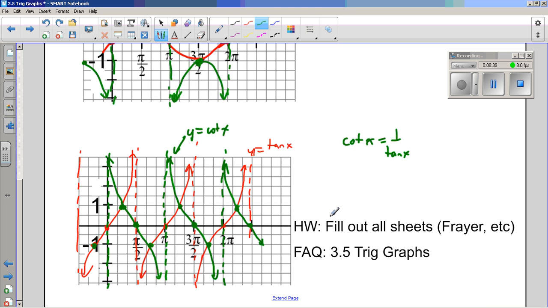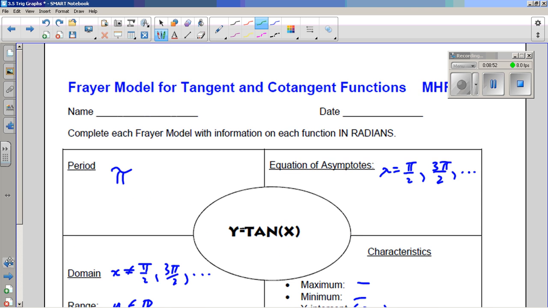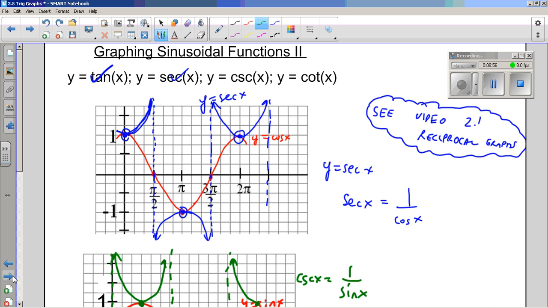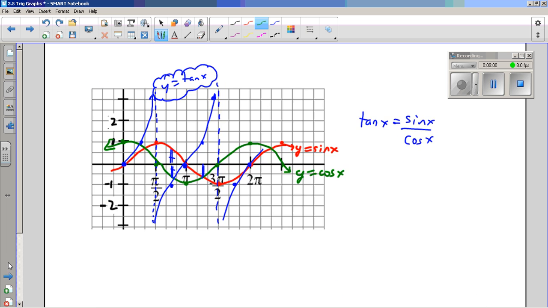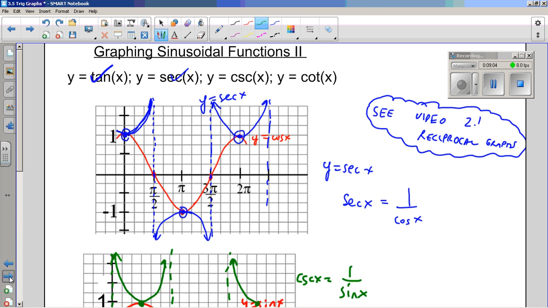For homework, not much. Fill out all these sheets. And then there's an FAQ to go with it. The sheets that I'm talking about are a bunch of these other Frayer ones. And don't just copy. You can do your own. I will post these all on the Facebook group, as long as you remind me. That's why I'm going fast. See if you can catch it, right? I'm going fast, so you can't just copy. Do your own sheets. And practice your graphs. That's it.